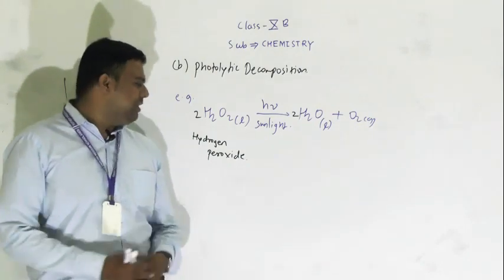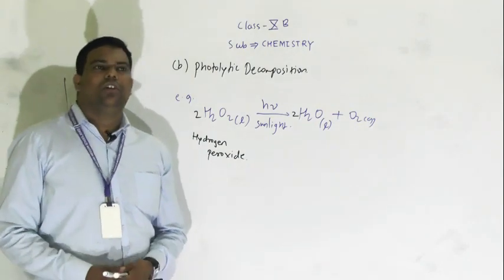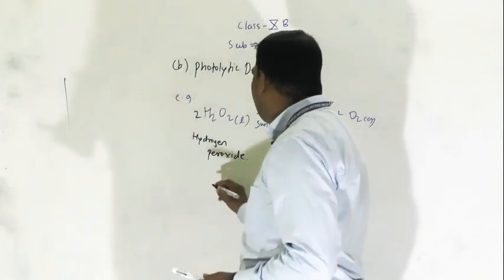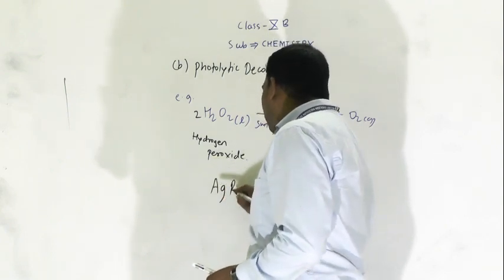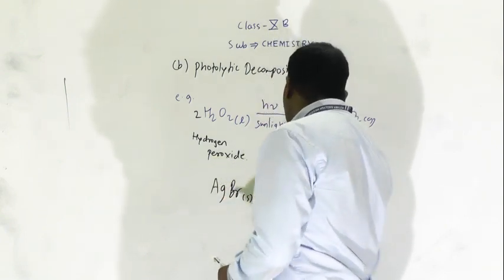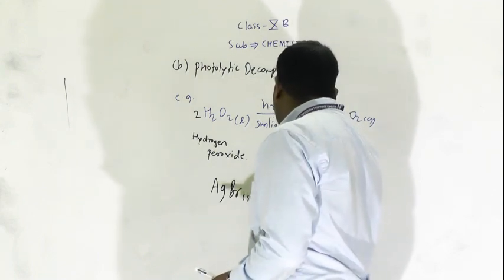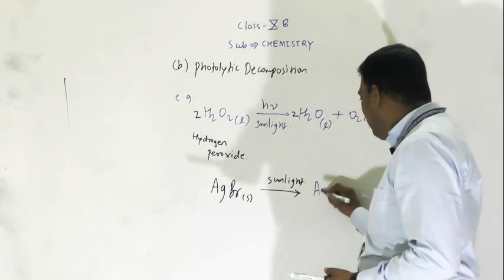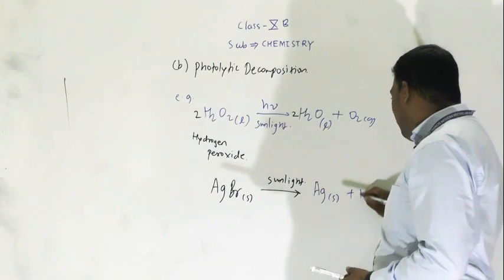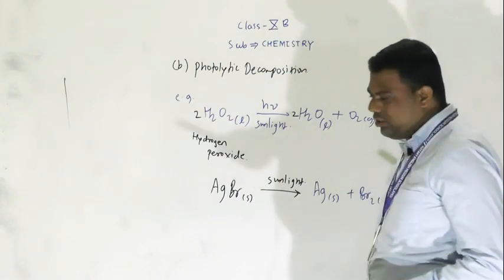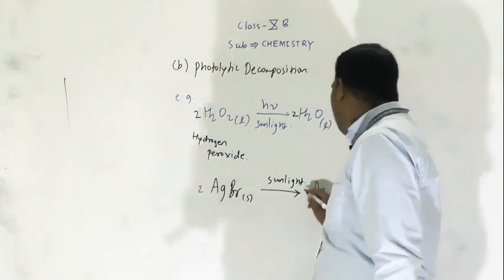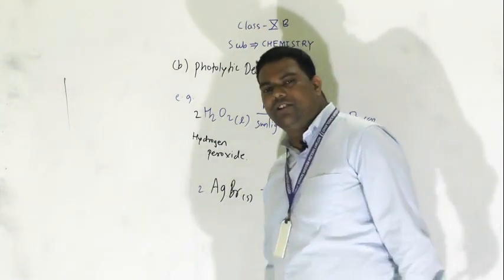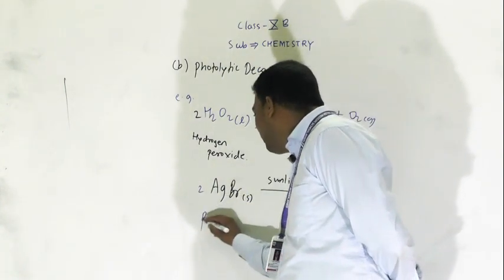Now one more example in photolytic decomposition. As you know, silver bromide, second example, silver bromide solid, when in the presence of sunlight, affected by sunlight, what will you get here? You will get Ag solid plus Br2 gaseous. So for balancing the reaction, take here 2. So here also 2.